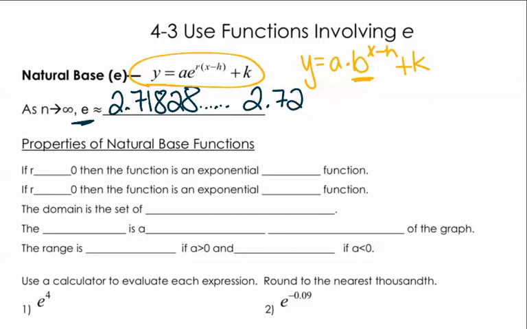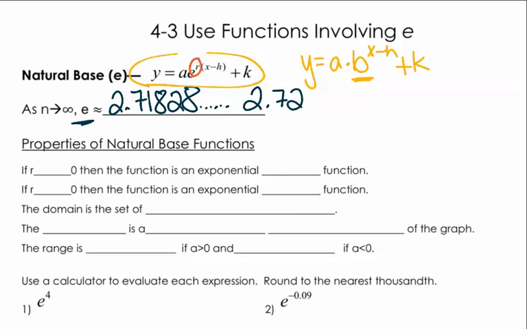b. It could be a number that's bigger than 1. It could be a number that was between 0 and 1. Well, the difference is that today we're going to have this number e. The base is always e. So the base is always 2.72. So it's like, well, how are you going to get an exponential decay function if your base is always bigger than 1? And that's where this little r comes into play.